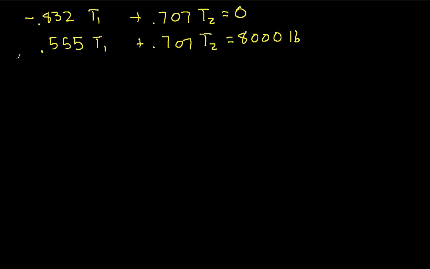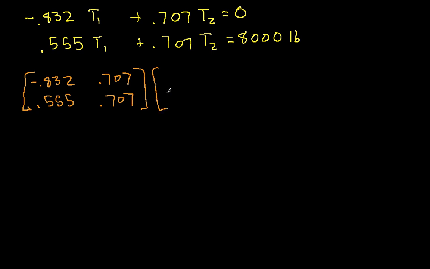So if I go back to my equation, if I want to write this in matrix form, it looks like this. I take all of the coefficients and arrange them in a matrix. So I have minus 0.832, 0.555, 0.707, and 0.707. Again, that's each of the coefficients.